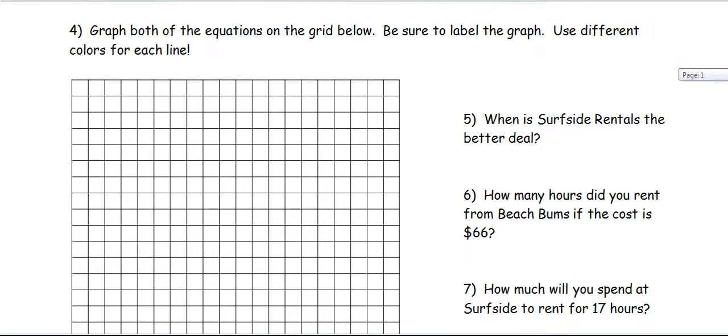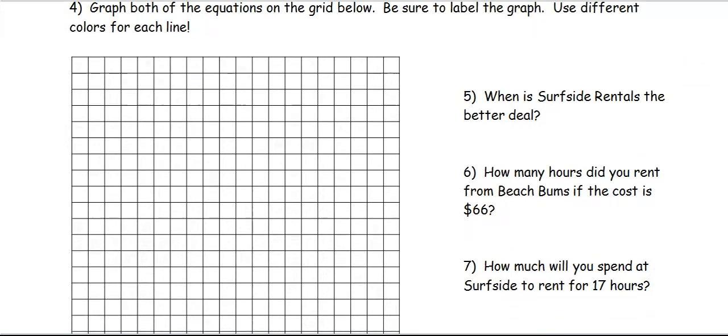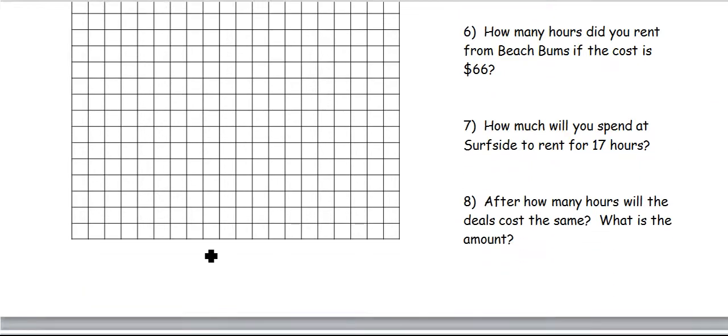All right, so we're going to graph them below. We're going to do these in different colors, but let's go ahead and label this. Our independent variable is hours. Our dependent variable is cost. And we can start at 0 here and then just label these 1, 2, 3, 4, 5, 6, 7, 8, 9, 10, 11, 12, and so on.